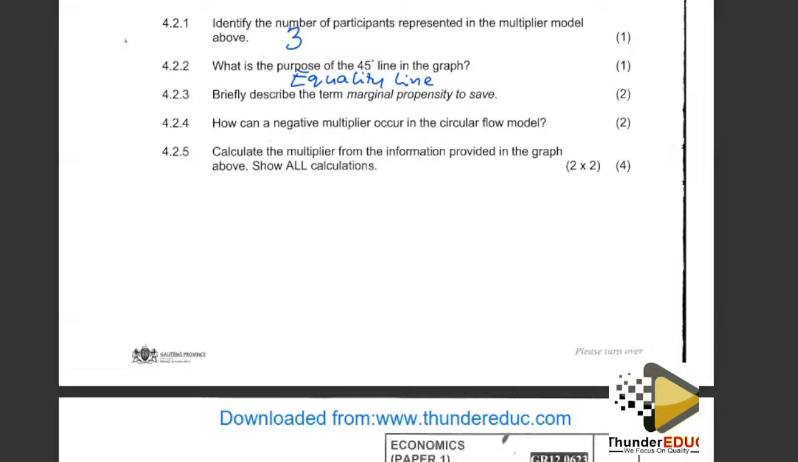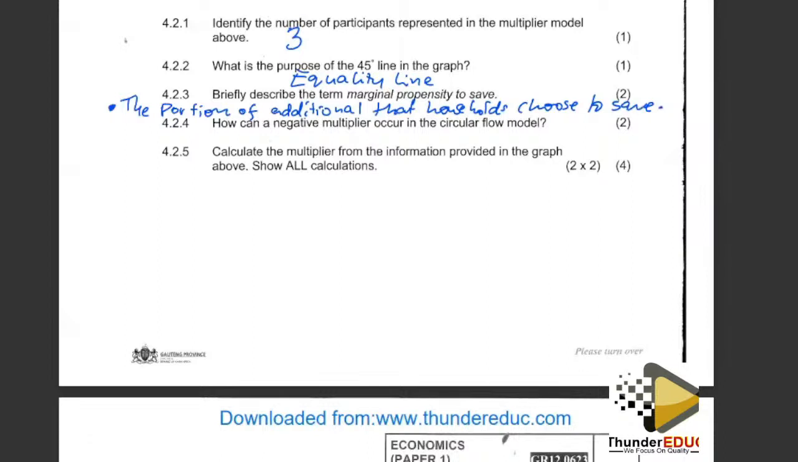Okay, right. We are saying that this is nothing but the portion of additional income that households choose to save. Okay, right, grade 12s.